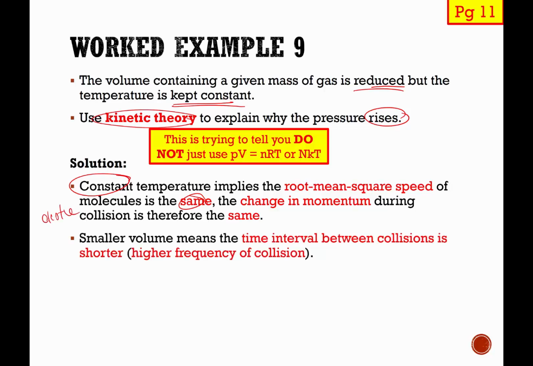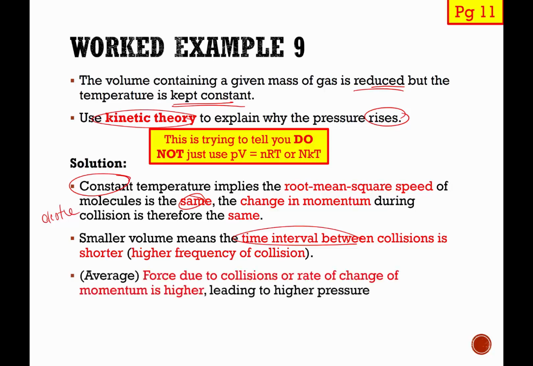And the smaller volume means that the time interval between collisions is shorter. So there is a higher frequency of collision. And the result is that the average force due to collision, or the rate of change of momentum, must be higher, leading to higher pressure.